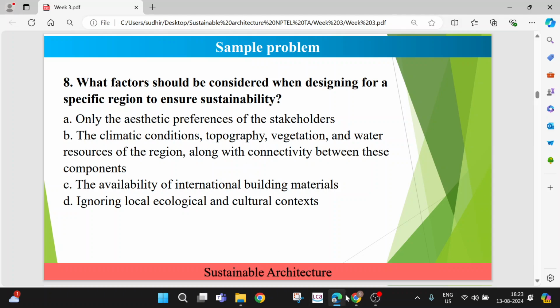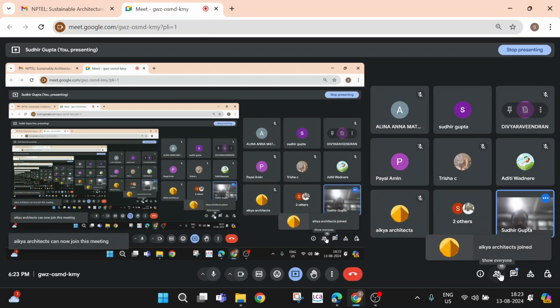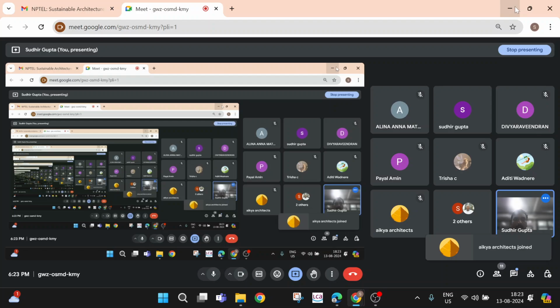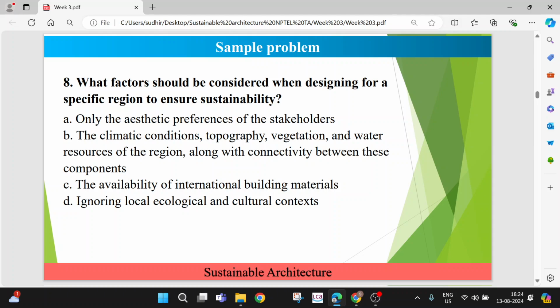As mentioned in option B, while designing for a specific region to ensure sustainability, we first consider the climate conditions, then topography, vegetation, and water resources of the region, along with the connectivity between the components. This is the first step for designing sustainable architecture. So I think this is clear to all of you. Shall we move to the next question? Question 9. Yes, sir.